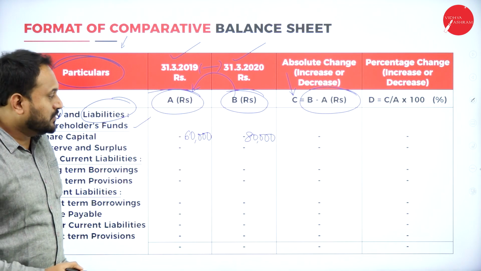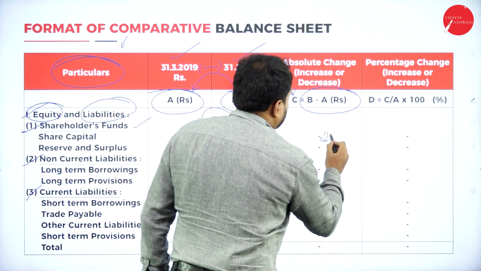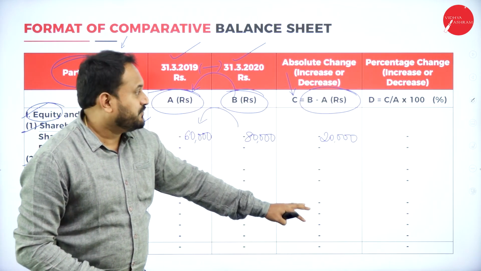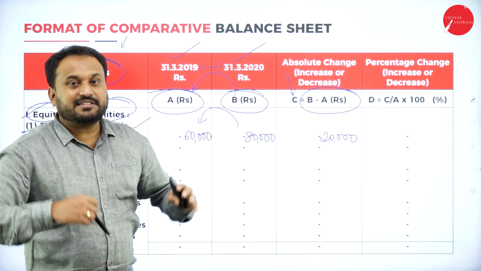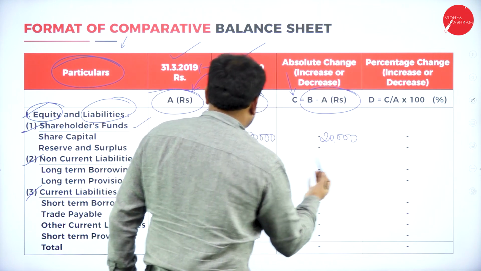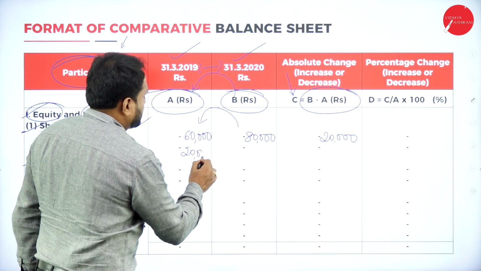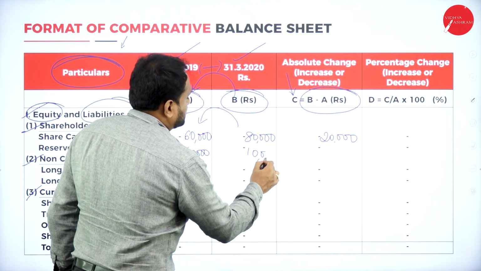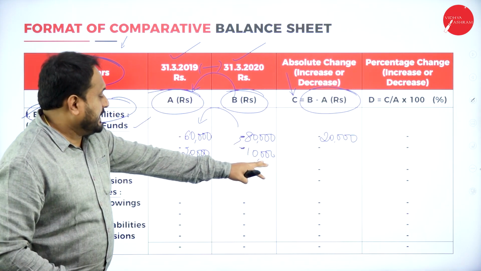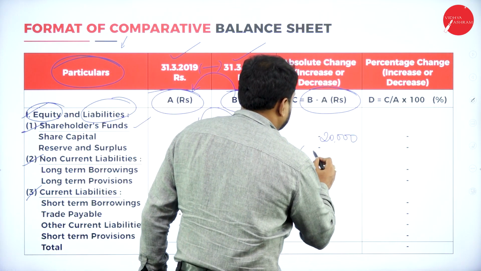Now 80,000 minus 60,000 is 20,000. So I'll write here 20,000. This is what the change is, whether it has increased or decreased. If it has increased, you will go with positive. If it has decreased, say for example here we have reserves and surplus. Here we got 20,000, and here we got only 10,000. Now understand: 10,000 minus 20,000 is minus 10,000. So I'll write here 10,000.